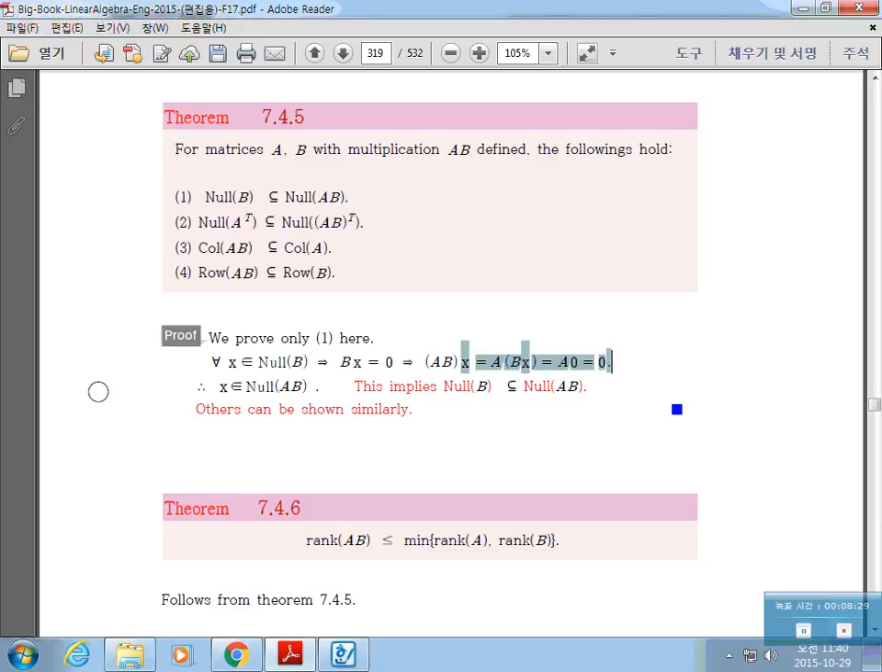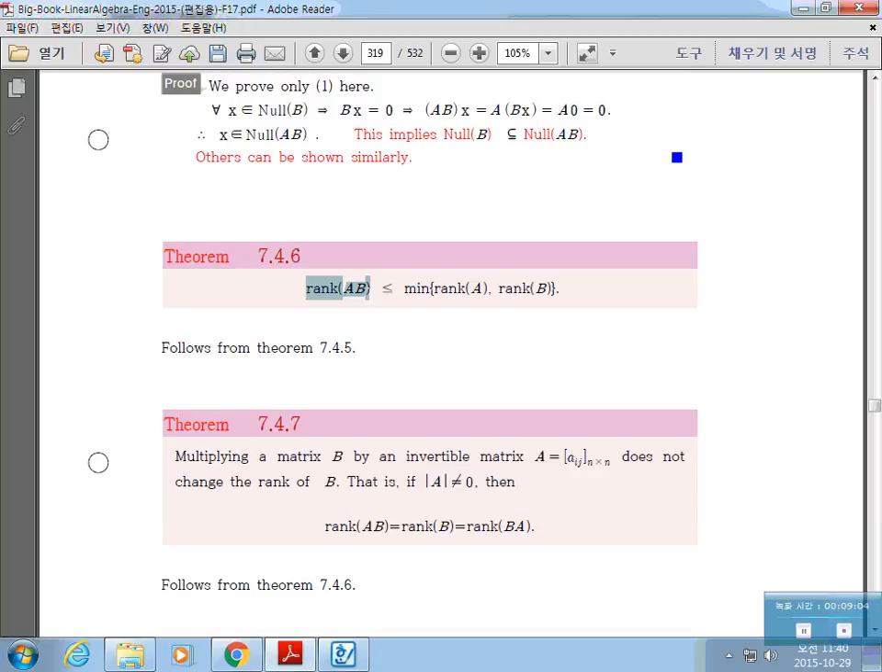So what this means is x is in the null space of AB. This implies an arbitrary vector in the null space of B belongs to the null space of AB. So this says the null space of B is a subset of the null space of AB. Okay? Every other one can be shown similarly. Just choose an arbitrary vector from here and show it belongs to the right-hand side.